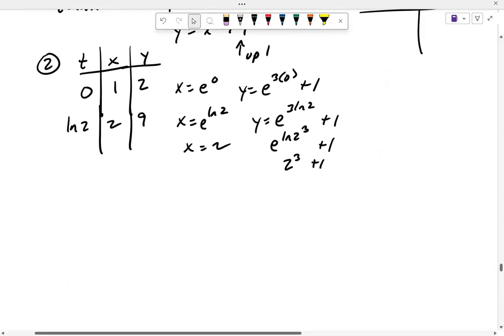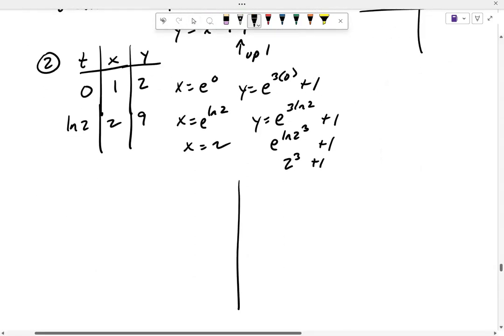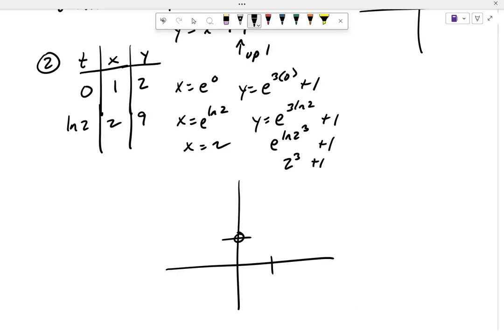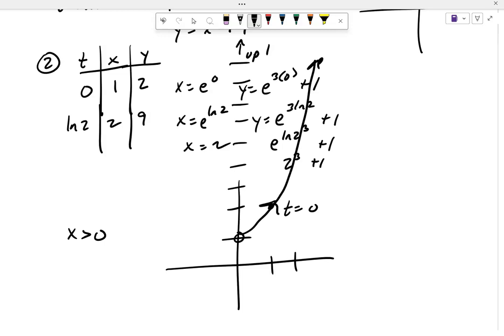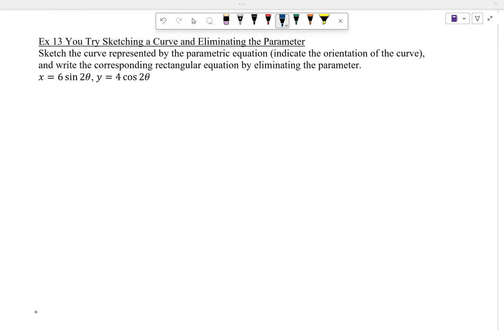And so now we can kind of draw this thing. Because we already have a pretty good idea what this thing looks like anyways. We're not hitting there, but we do hit at 1, 2. Remember, x has got to be positive. We know that. Hit at 1, 2. That's for t being 0. And then 2, 9. Okay, kind of making a mess here. But anyways, there's the orientation of that thing. So it's a cubic. All right, this is a good problem to another you try it problem if you want to pause the video. Let me go ahead and eliminate the parameter first.